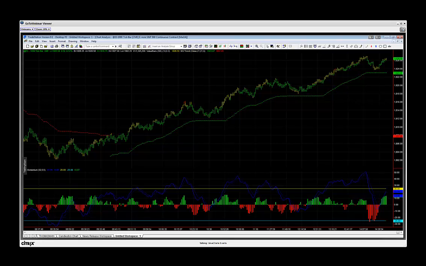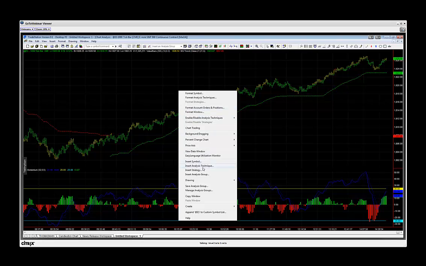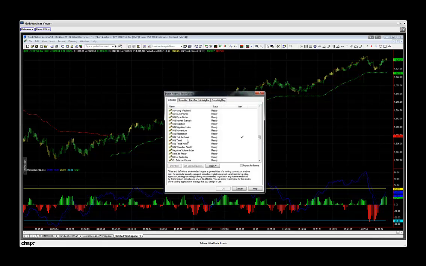All right, show the trend index settings you use again before I close out. Sure, let's go ahead and insert the MQ trend index.